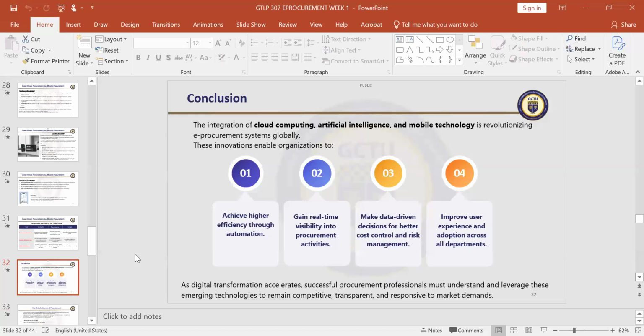Because everybody would like to experience how it works, and if it is good, easy to use, user-friendly and enhances efficiency, why not? So that I can go somewhere else and they will not be calling me to rush back to the office. So as digital transformation accelerates, successful procurement professionals must understand and leverage these emerging technologies to remain competitive, transparent, and responsive to market demands.